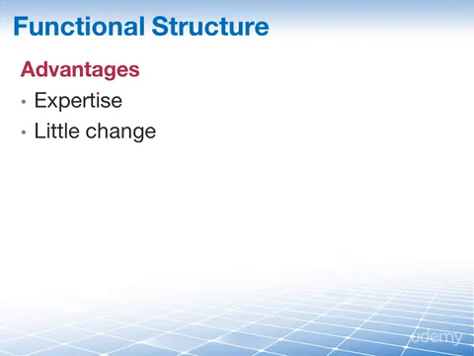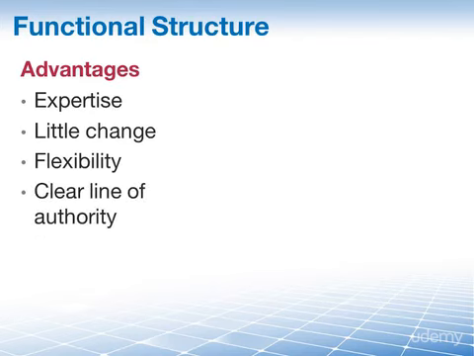Department or functional heads have the flexibility and power to pull resources to do projects and then return them to their normal work. And for a staff member, the line of authority is clear, as the functional or department manager to whom they report has the power and influence. The functional manager also controls the budget.